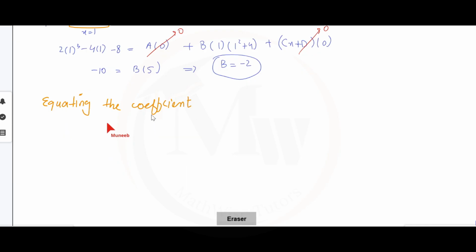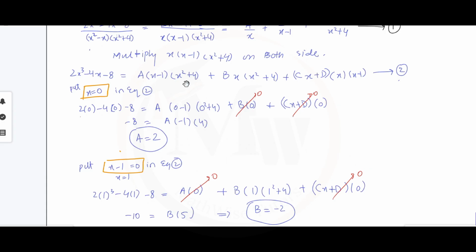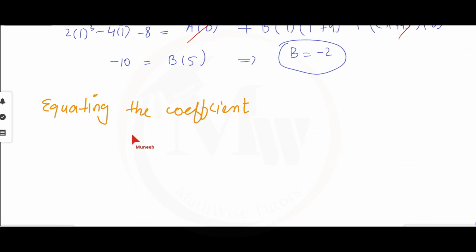But before that, first let's simplify equation number 2 more, because here we have a lot of brackets which we need to open up, and then it will be more helpful for us. You have a times x minus 1 and x squared plus 4. So when you multiply them, we will have x cubed. But what will be the coefficient of x cubed? So we need to simplify it first so that we can have all the coefficients clearly. For equating the coefficients, what we do is simplify equation 2.